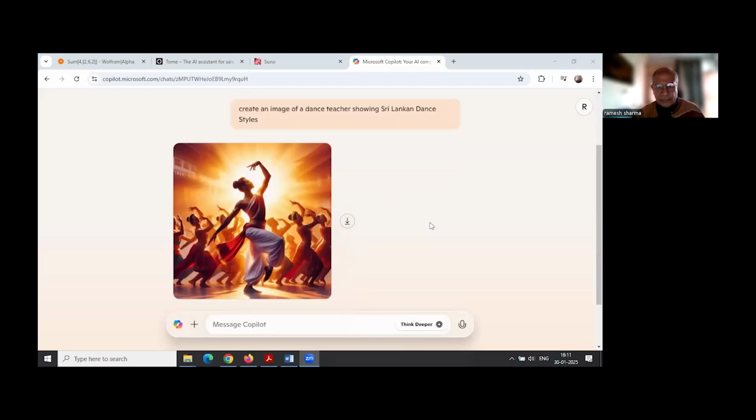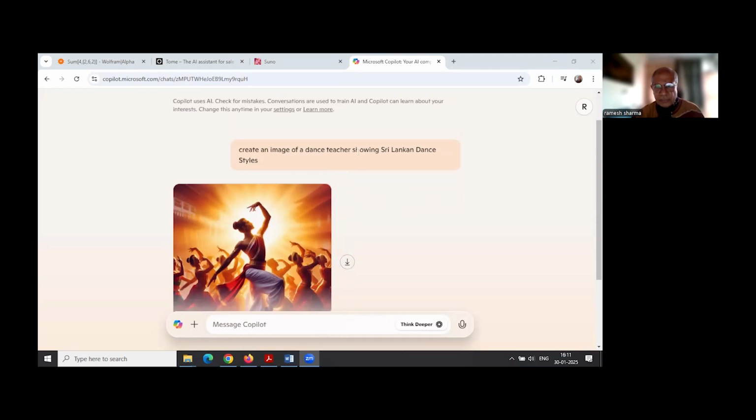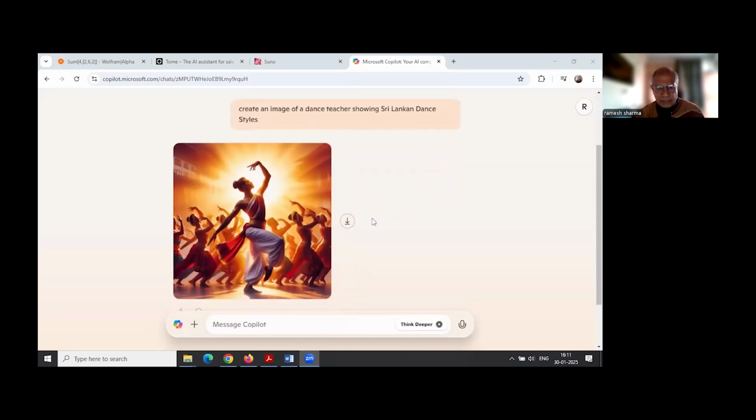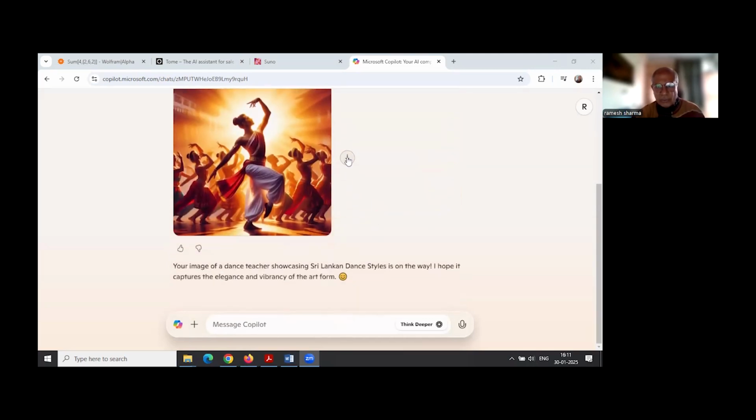So here is this image it is showing. I asked it to create an image of a dance teacher showing Sri Lankan dance styles. And you can download it. And then similarly, you can ask anything, any question, and it can help you.